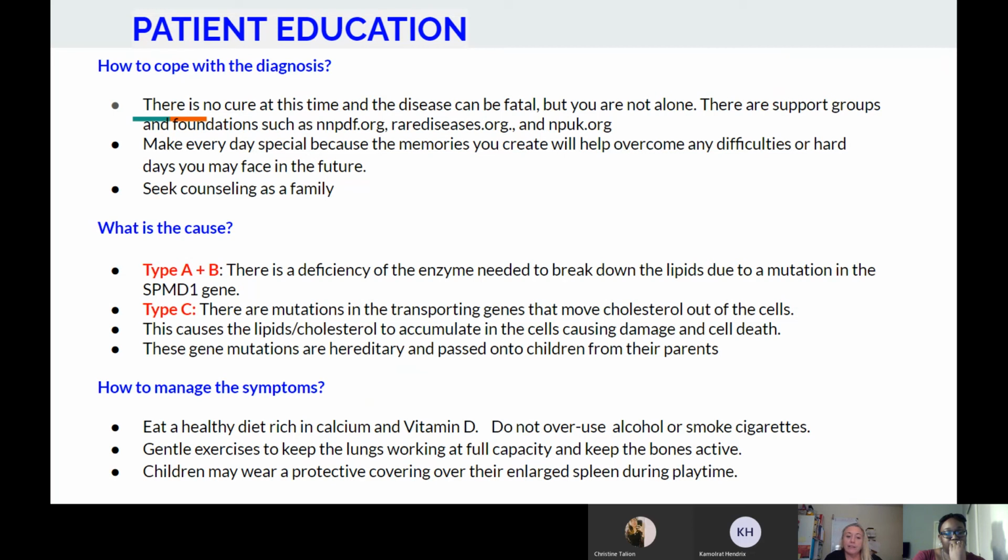So one question people ask is, how do I manage those symptoms? So we recommend eating a healthy diet rich in calcium and vitamin D. Do not overuse cigarettes or alcohol. One thing to do definitely is exercising. Do some gentle exercises that keep the lungs working and keep the bones active. And then also children are recommended, especially when they have an enlarged spleen or liver, to wear protective covering over those areas when they're playing so that they don't accidentally get hit by a ball or kicked by somebody. That way they can be safer.